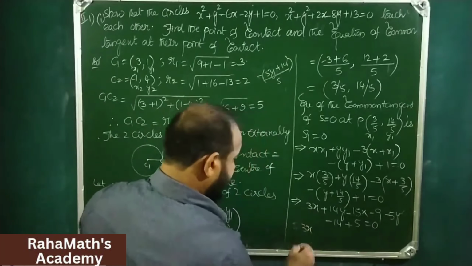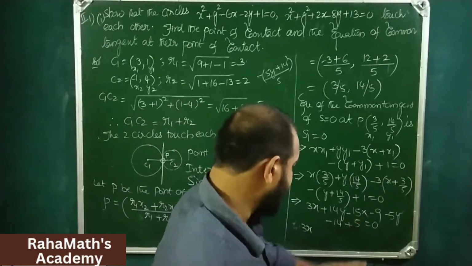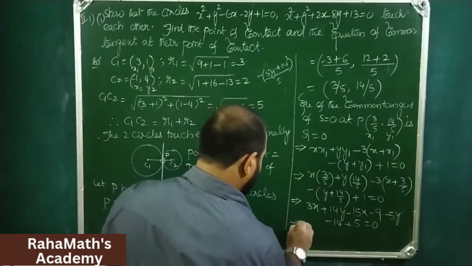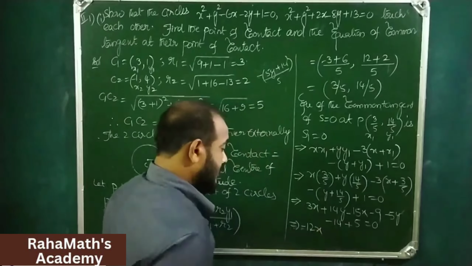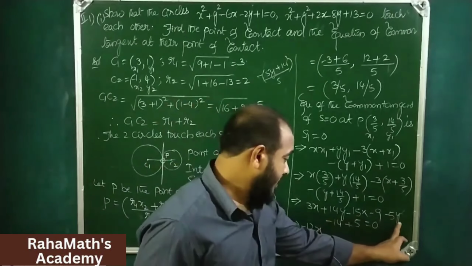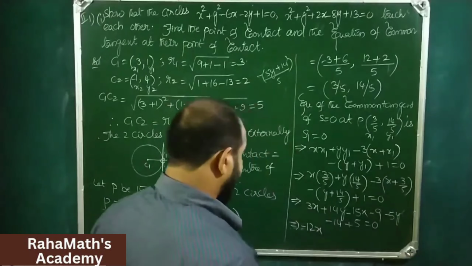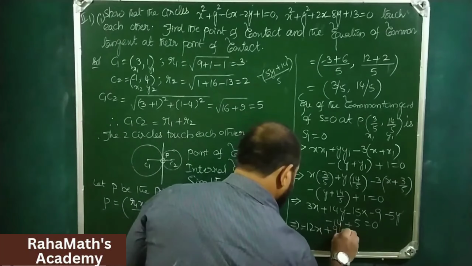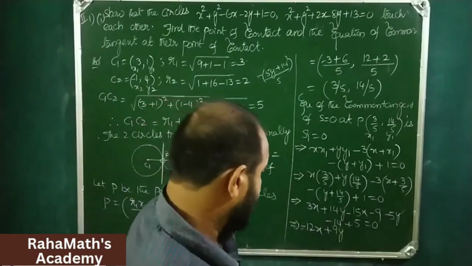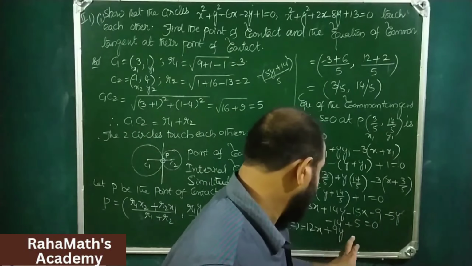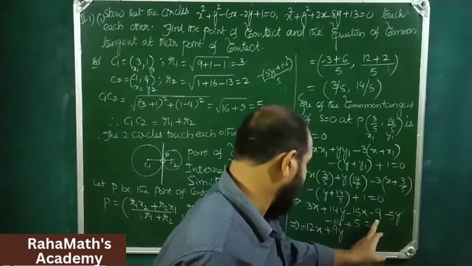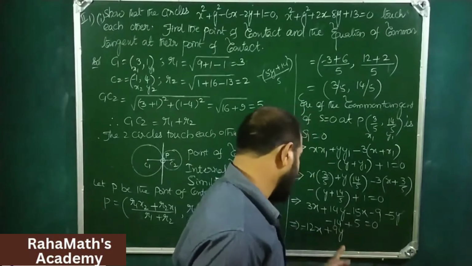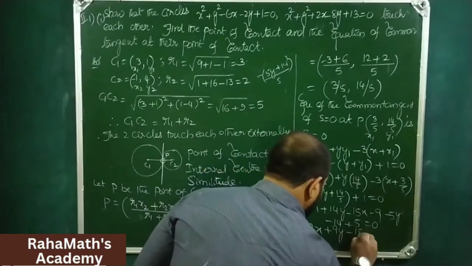Therefore the answer is 3x minus 15x minus 12x, 14y minus 5y, that is 9y. Next, minus 9 plus 5 minus 4 minus 14 minus 18 equals 0.